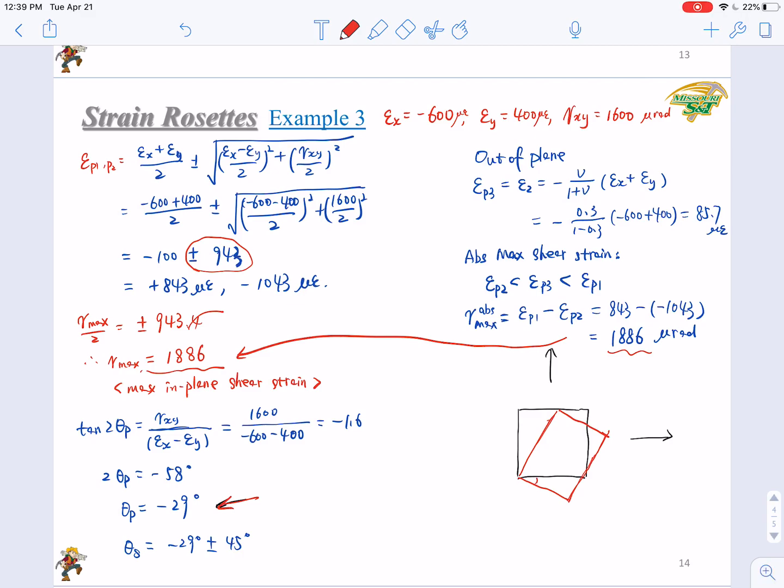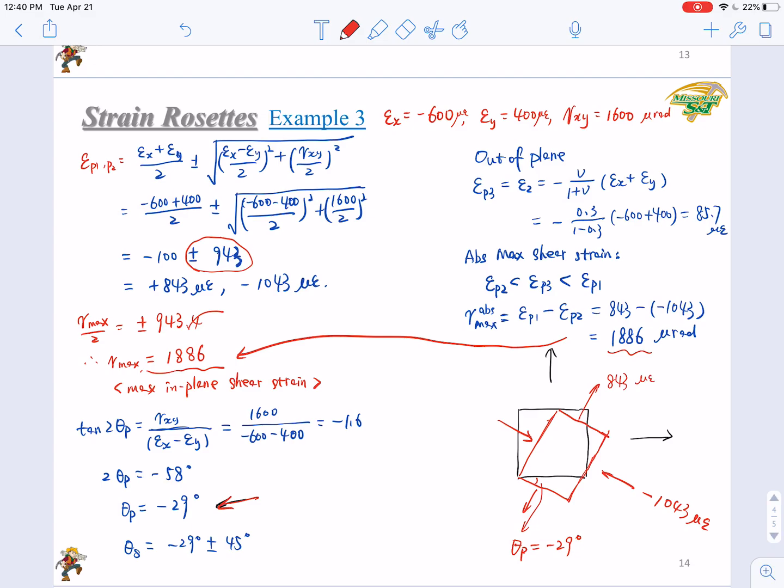So here, this angle theta p equals negative 29 degrees. You just rotate it clockwise. Then here you have negative 1043 microstrain, and along the other direction you have a positive 843 microstrain.